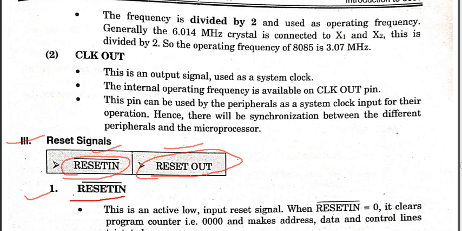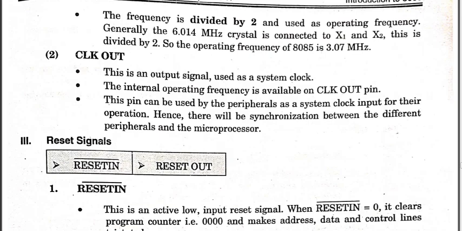So first we'll see the reset in. So this is the active low, means input reset signal. When reset in bar is equal to 0, it clears the program counter to 0 and makes the address, data and control lines tri-stated. ठीक है, तो जैसे ही reset in पिन यहाँ पे 0 होगा, so at that time this 8085 will be in reset condition. So it will clear the program counter PC, which is a 16-bit register, to 0000. So that is the reset pin.